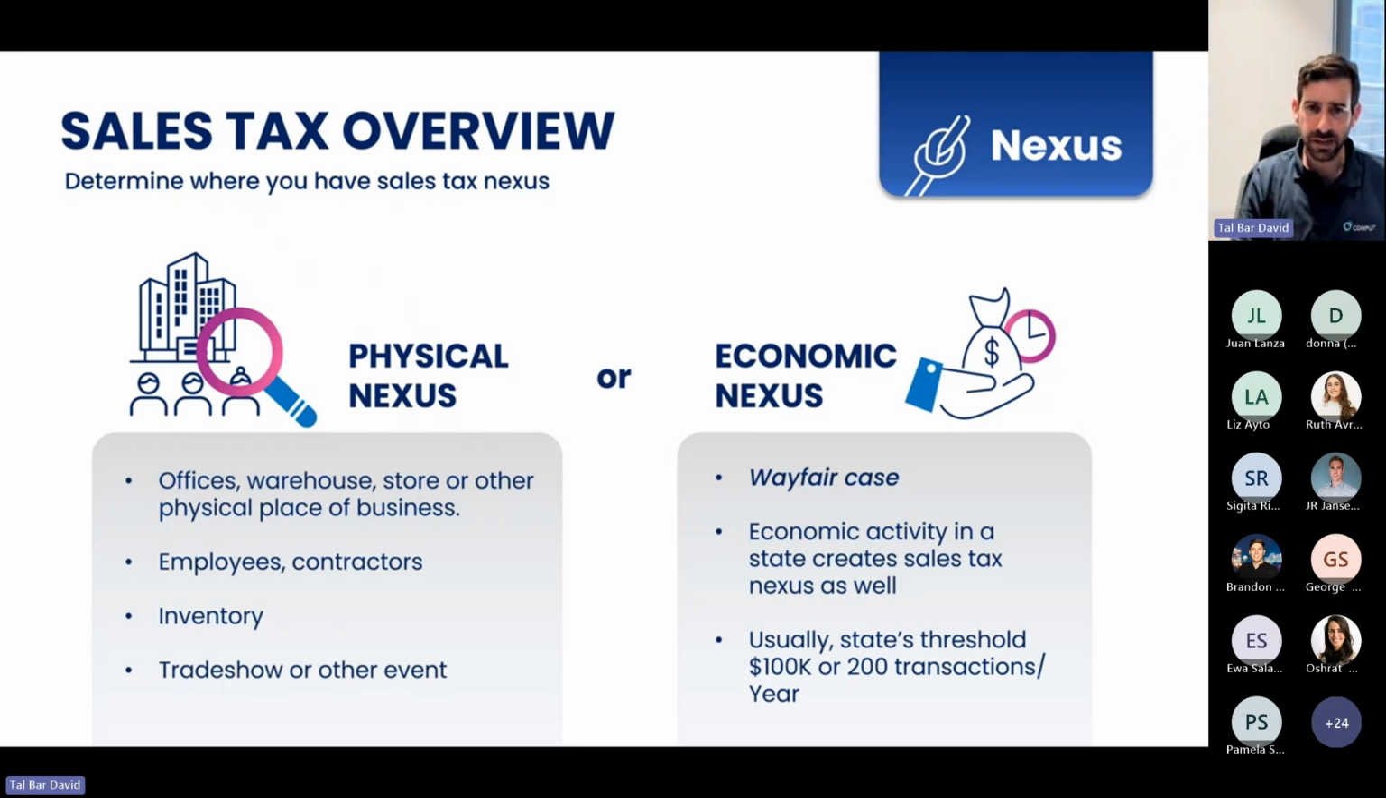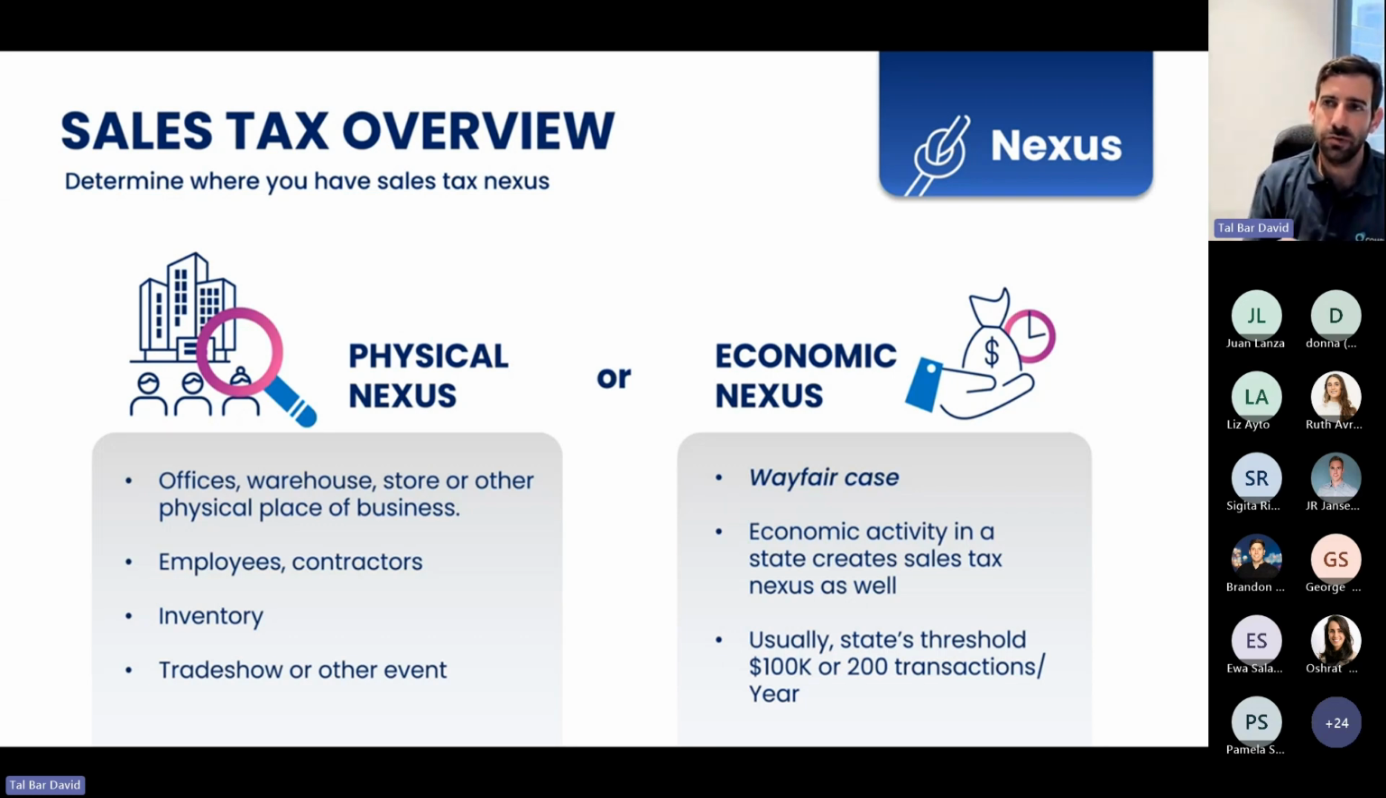Now, there are some questions about what the periods are and what transactions should be counted in this threshold. And again, it's very dependent on the state. Some states look at the previous 12 months. Some states look at the previous or current calendar year. So it's very dependent on the state. Some states calculate gross sales toward the $100,000. Some states calculate only taxable sales. So it's very dependent on the state.